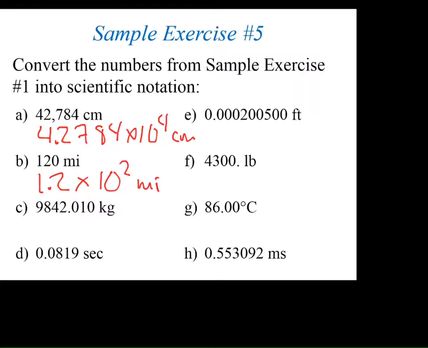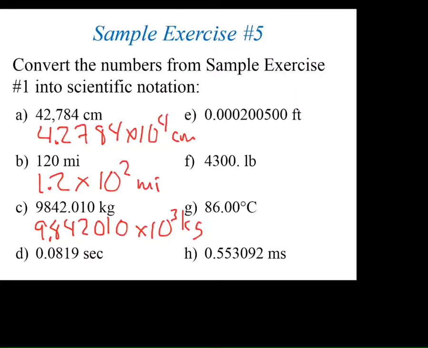Okay, how many sig figs are in this one? 7. So take all 7, right? Rewrite them all again. Yeah, so don't lose any. 9, 8, 4, 2. Got to write them all again. And I put it after the first one. So how many places now did I move it? 10 to the 3, right? 1, 2, 3. So far, so good? Or if not, maybe you're learning.